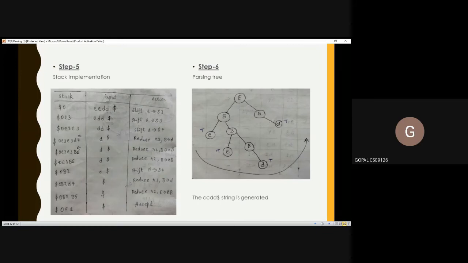0C3C3B6. And the remaining string here is D. Okay. So in the I6 part for D, there's R2. So you have to reduce R2. And for the production rule, B goes to CB. So while we replace it, we're going to have to replace the whole CB with capital B, because this one is the total one. So that's why we have the 0C3B.